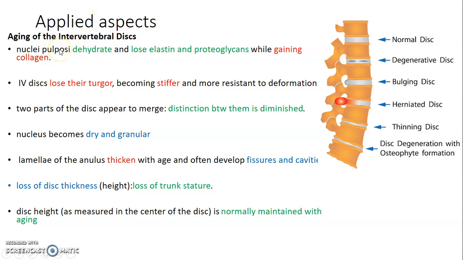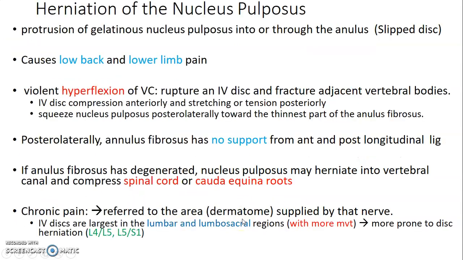Remember, the nucleus pulposus, we say, mainly contains water, but with age it may dehydrate and you lose the elastin and proteoglycans and gain collagen. It has more of elastin, but when you now lose it and gain more collagen, you affect its function. Then it can lose its turgor and become stiffer, therefore it deforms. So the nucleus becomes dry and granular, while the annulus thickens and develops fissures or cavities. The disc can lose its thickness, so you lose trunk stature, and the disc height, as measured in the center of the disc, is normally maintained with aging.